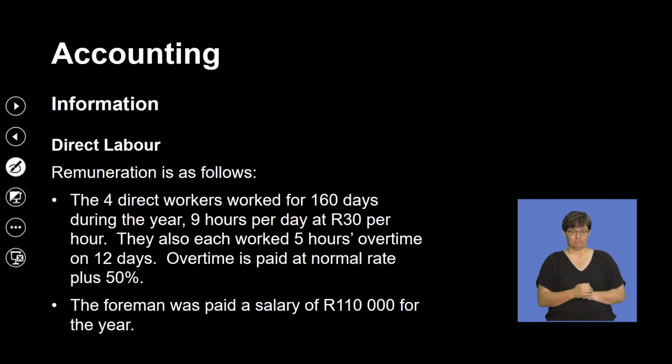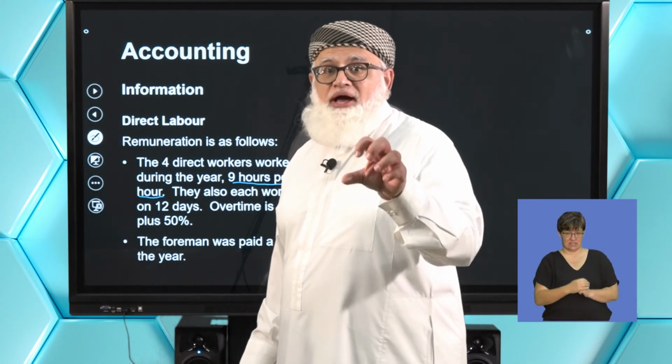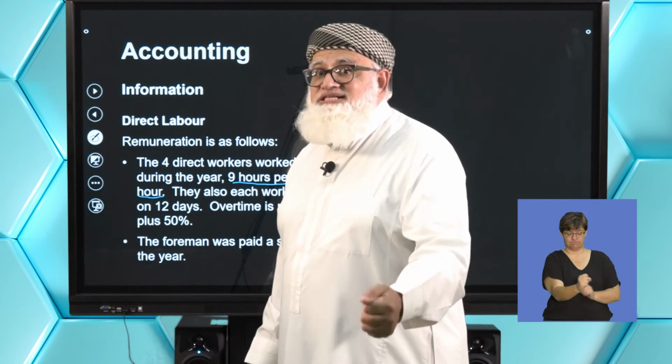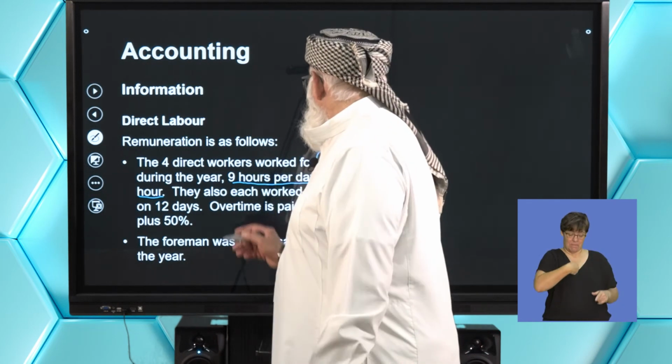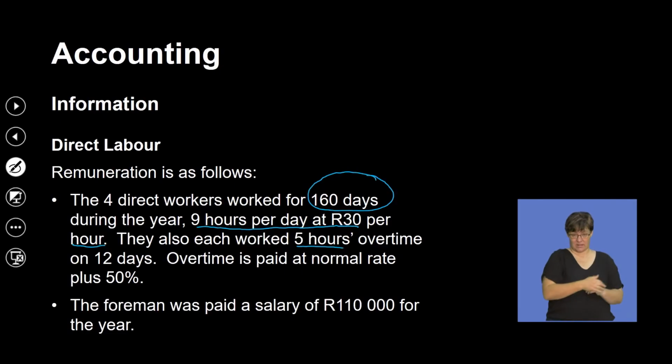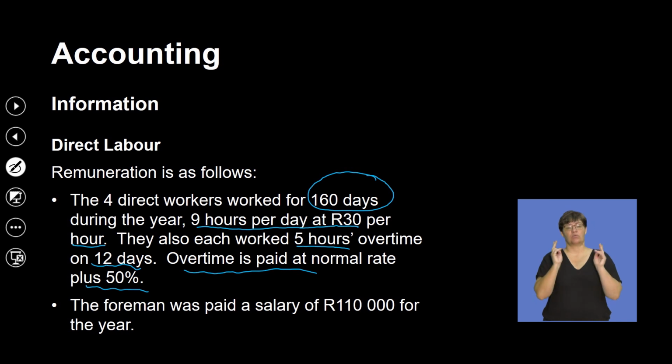What do we know about direct labor? We are told there are 4 direct workers who worked 160 days during the year, 9 hours per day at 30 Rand per hour, right? So that's the rate at which you are employing the direct laborers. Important. They also worked 5 hours overtime on 12 days, right? And overtime is paid at a normal rate plus 50%.